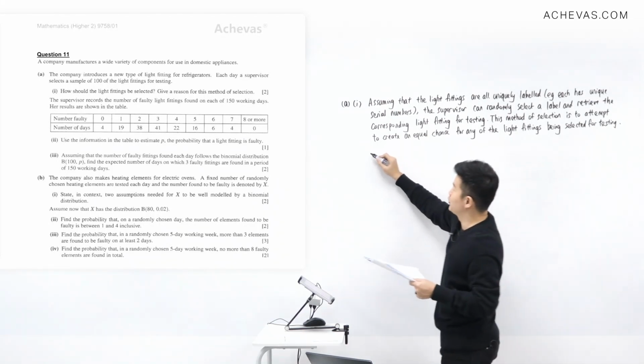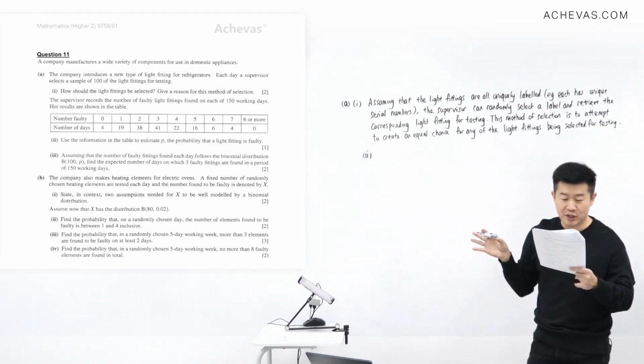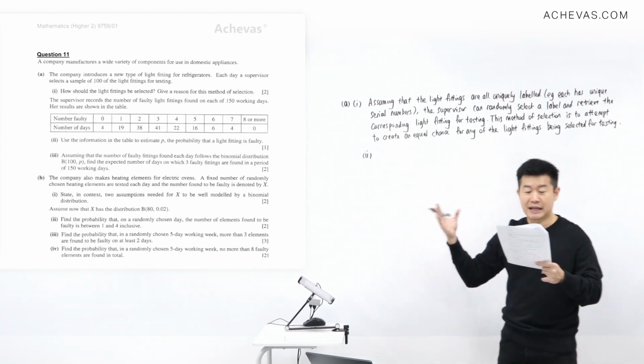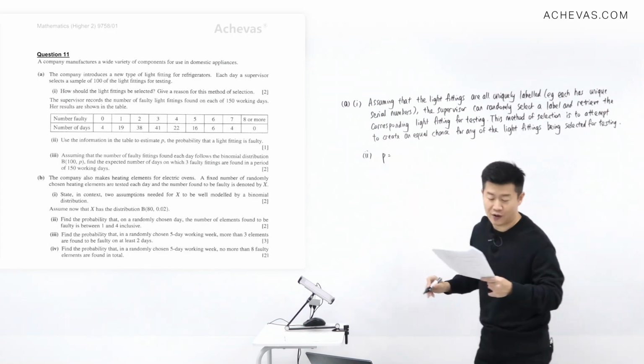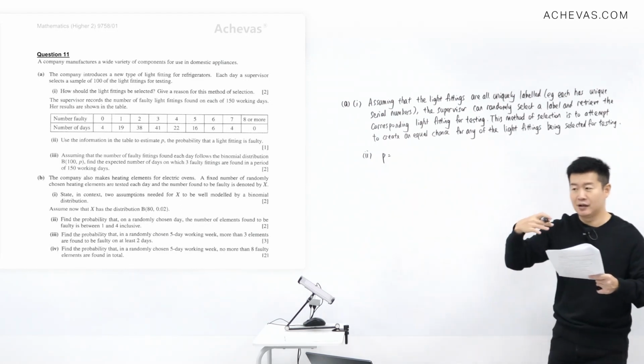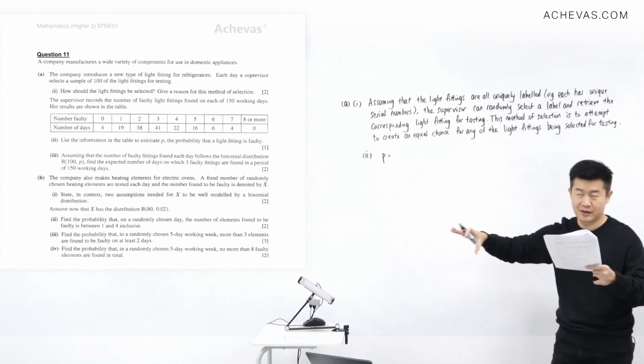Okay, next let's move on to part 2. In part 2, we are supposed to make use of the information that is given to estimate P. What is P? P is the probability of a light fitting being faulty. So we are going to make use of the data that is given. I'm going to find P by using the most classic way of how probability is defined: the specific event that we're interested in divided by all the possible events.